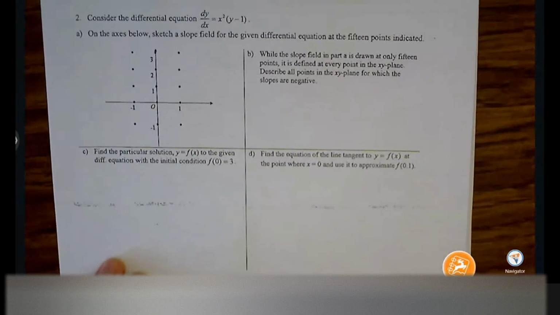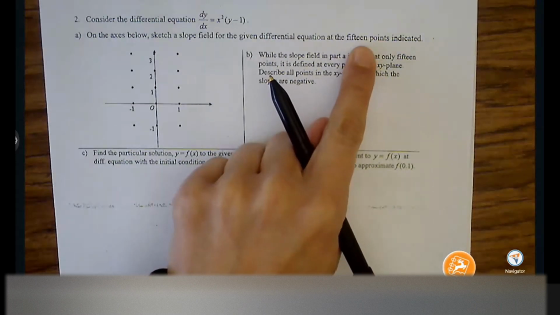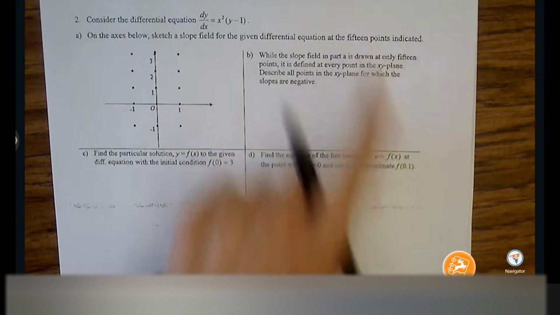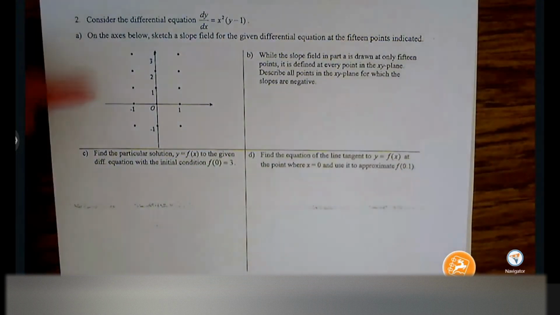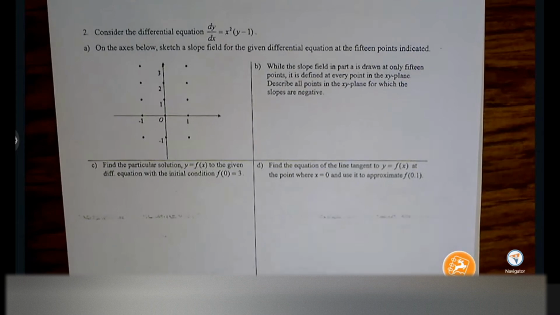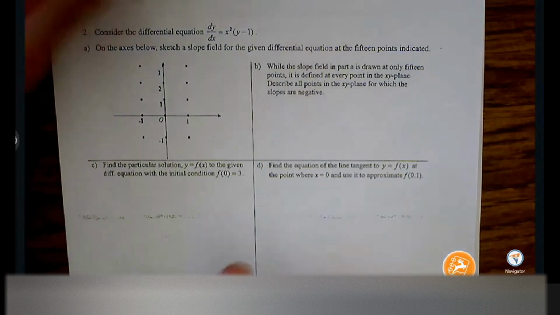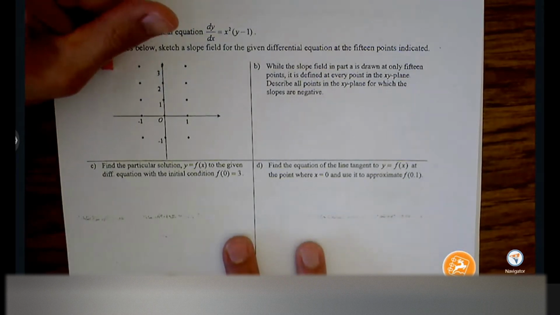Number 2 says, consider the differential equation dy/dx equals x squared times (y minus 1). On the axes below, sketch the slope field for the given differential equation. I'll only be asking you to do maybe 6 to 10 points, won't be as many as that. But let me just do a couple of points to make sure you're good with knowing how to create slope fields for specific points. So I'm just going to target a few points and practice through it.